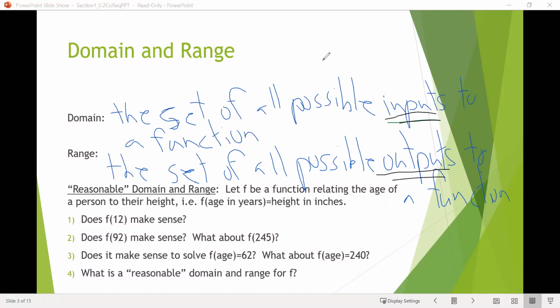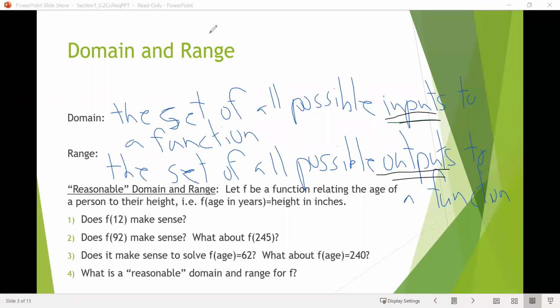Okay, and one of the reasons we want to study this is because it's often important to think about what are a reasonable domain and range for a function, what makes sense to input into the function, and what also makes sense to come out as outputs to the function. Okay, so here's an example we're going to look at, and in this example, we don't have a formula for this function. It's just one of those more theoretical functions.